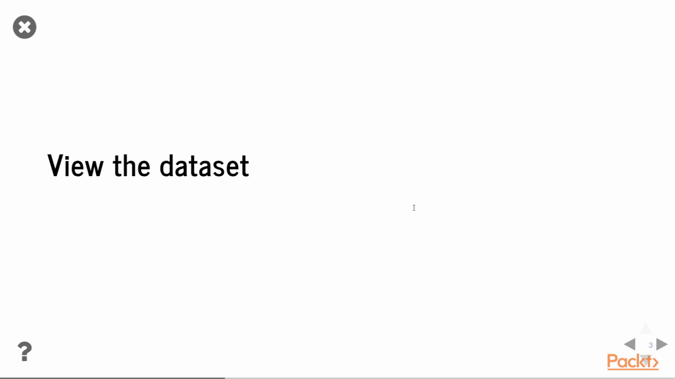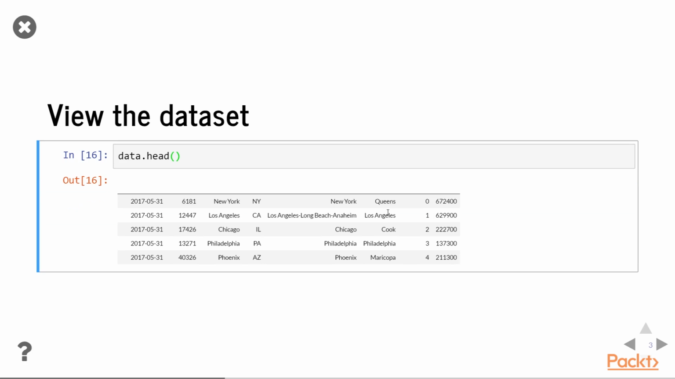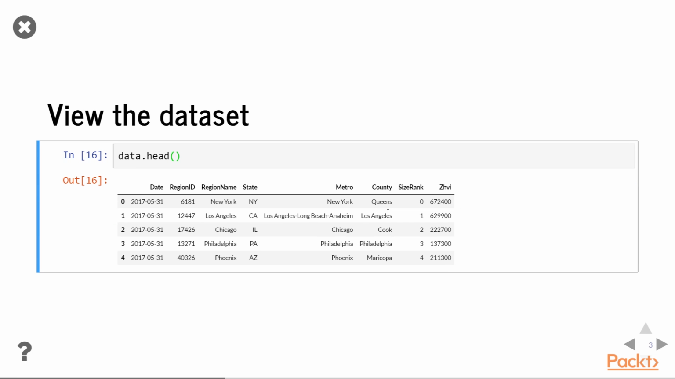Let's take a look at the first few records of this dataset. To do this, we call the head method on the data frame. We have columns as date and some location fields like region name, state, metro, and country. The last column, ZHVI, which is a Zillow term, is the mean house prices of that particular region. Now we show some ways to select data from this dataset.